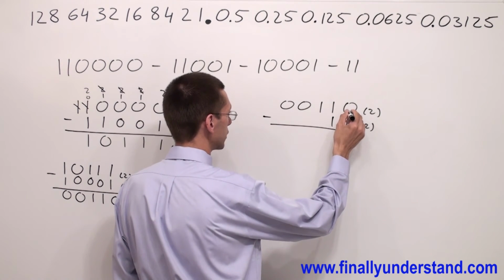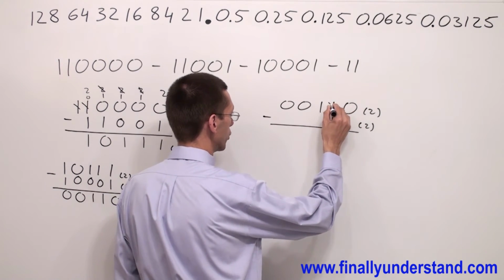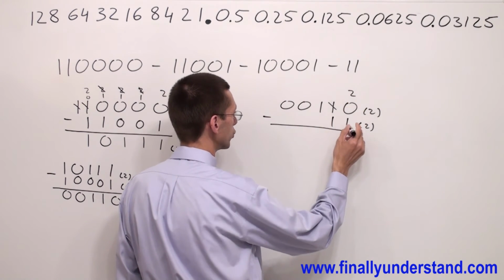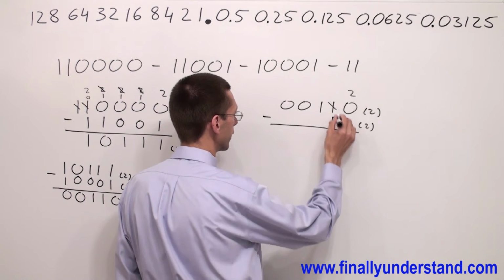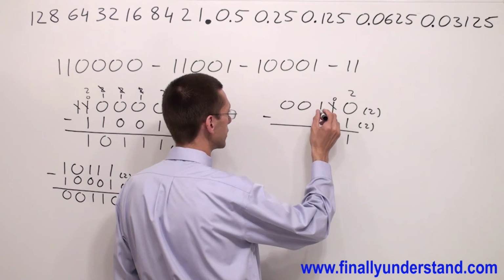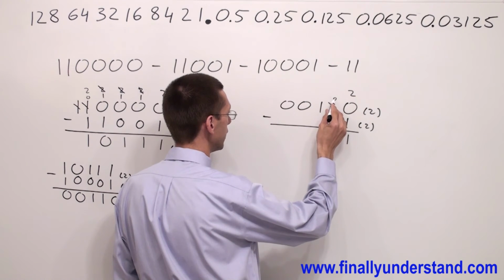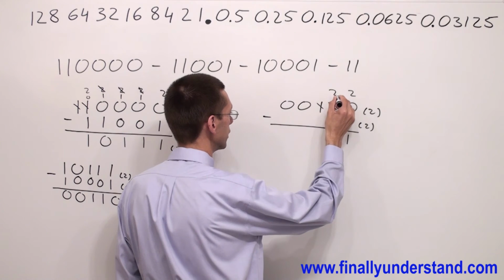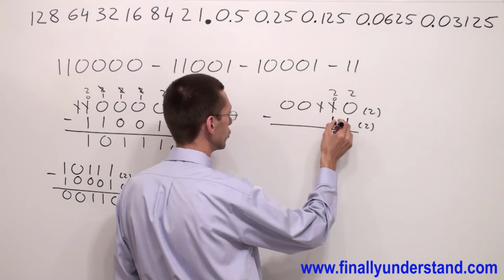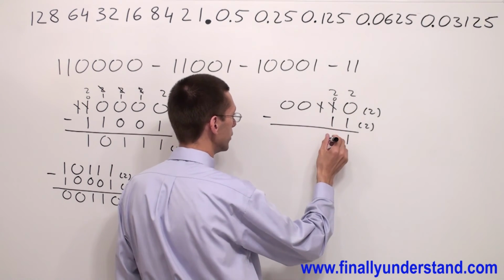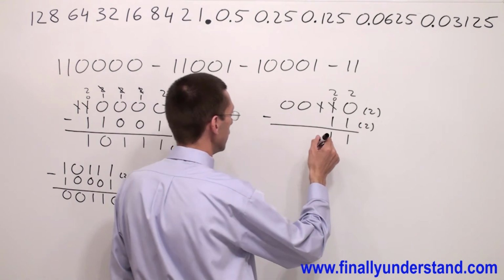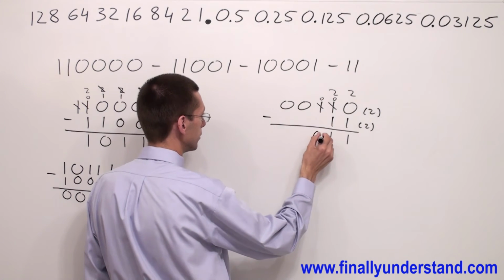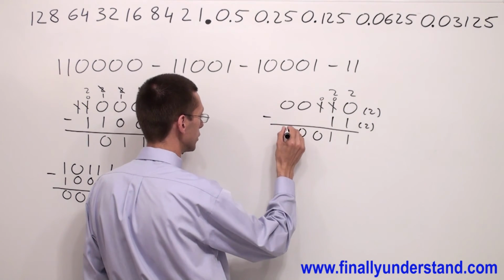I cannot subtract 1 from 0, that's why I'm going to borrow 1 from here, and this 1 becomes 2. 2 minus 1 gives me 1. This is 0. Next, I cannot subtract again 1 from 0, that's why I'm going to borrow 1, and this 1 becomes 2 over here. 2 minus 1 gives me 1. This is 0. This 0 will come down, this 0 will come down, and this 0 will come down.